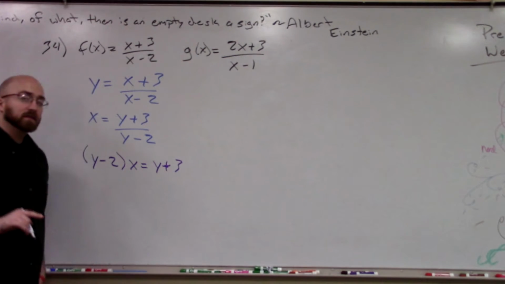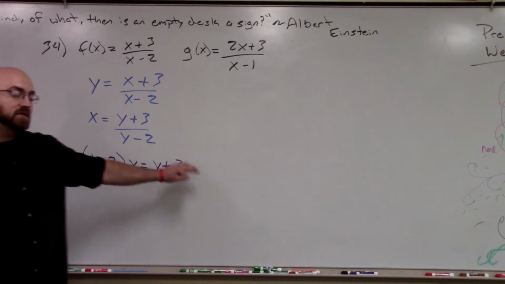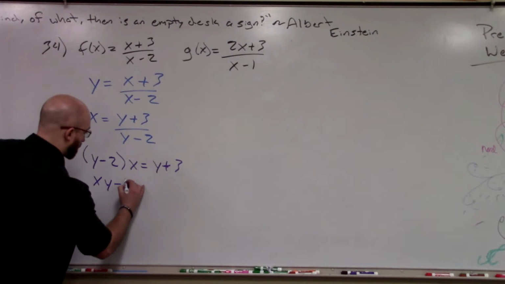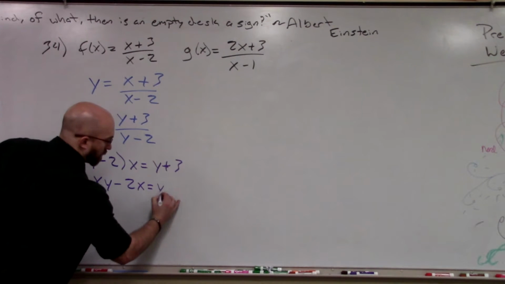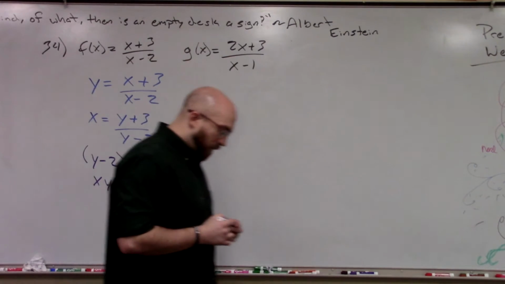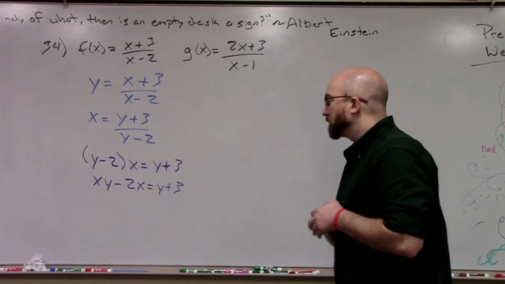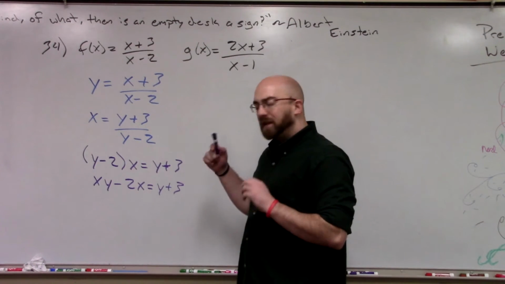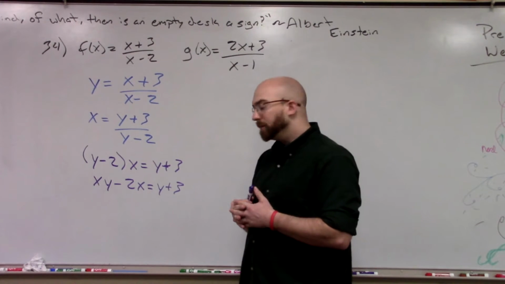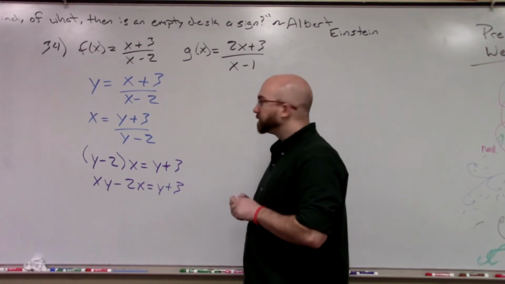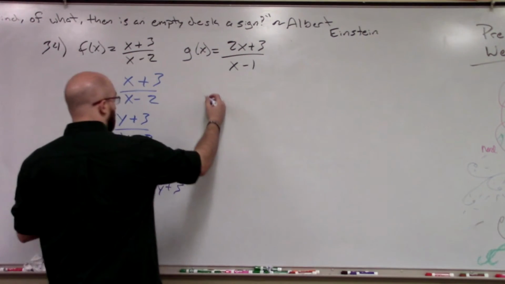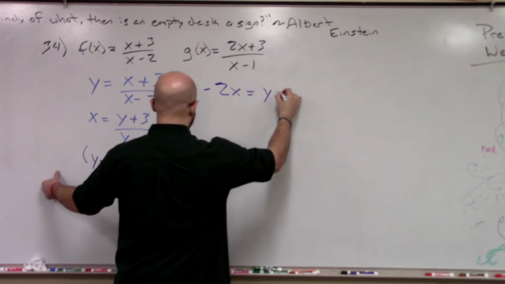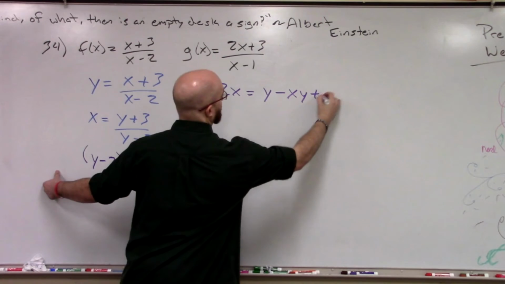Because remember, our whole goal is to solve for y. So we have this mess. We're going to go ahead and distribute the x. So we get xy minus 2x equals y plus 3. What I'm going to do is, we want to get all the y's on one side, so I'm going to move the xy over. So basically I get negative 2x equals y minus xy plus 3.